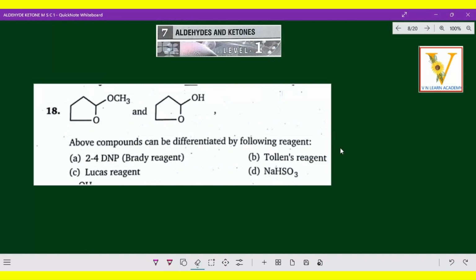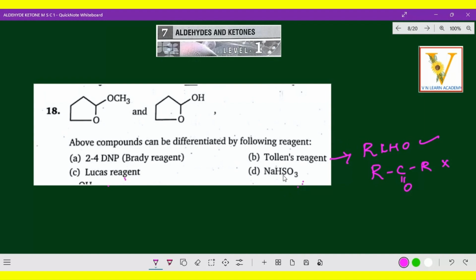Here also, Tollens reagent will respond for aldehydes, the CHO group, but R-C=O-R, a ketone, will not respond. So Tollens reagent is used to differentiate aldehydes and ketones, whereas 2,4-DNP Brady's reagent is used to detect whether a compound is an aldehyde or ketone. Lucas reagent differentiates primary, secondary and tertiary alcohols. And sodium bisulfite is used to purify aldehydes and ketones.